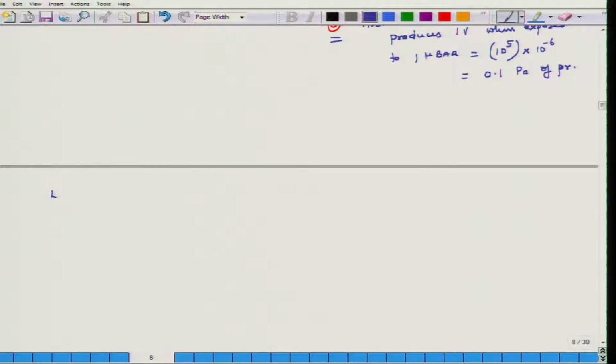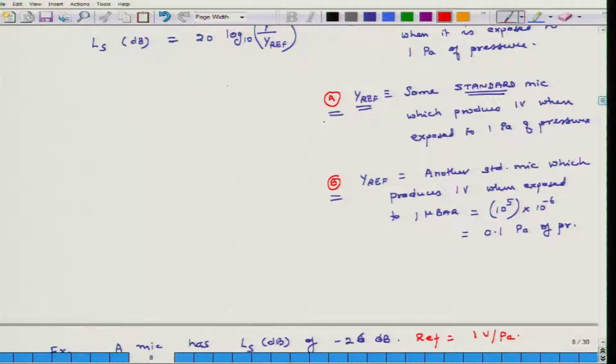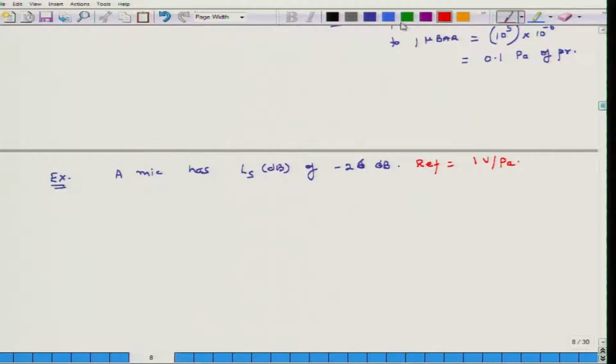So example, let's say that there is a mic that has a sensitivity, designated as LS, in decibels of minus 26 dB. And then we are saying that reference is equal to 1 volt per Pascal. So in that case it is of type A.